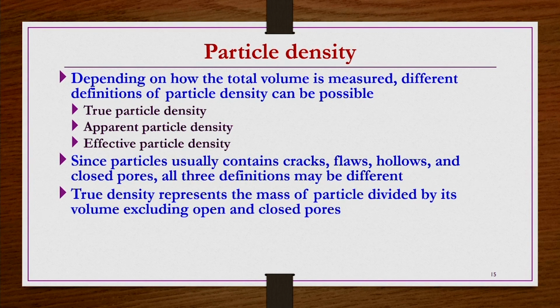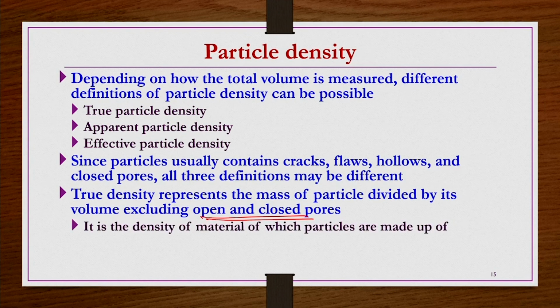True density represents the mass of the particle divided by its volume excluding the open and closed pores. You take only the effective volume, we do not take the cracks, flaws, etc. So, those volumes you subtract. That is the reason the density you get is the true density, and it is nothing but the same as the bulk material density, that is the density of the material from which these particles are made up. These particle densities we are measuring for the particles, not the bulk material.